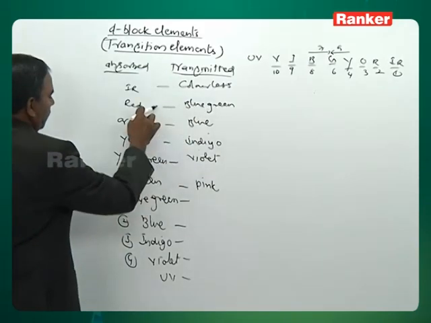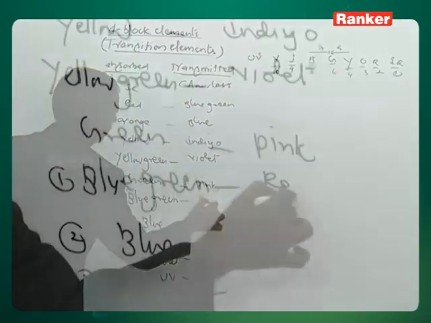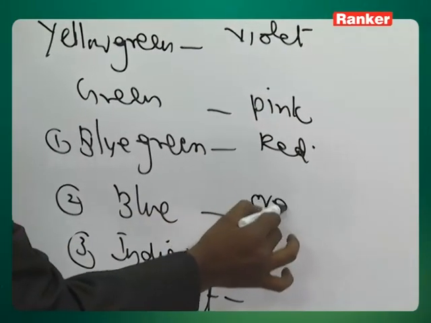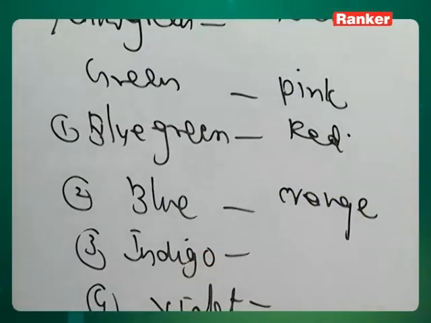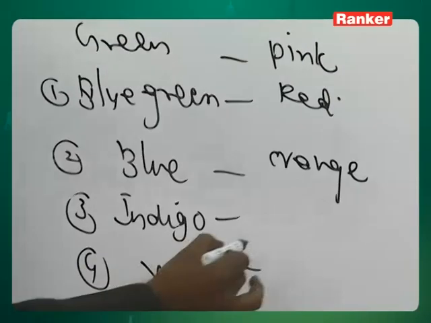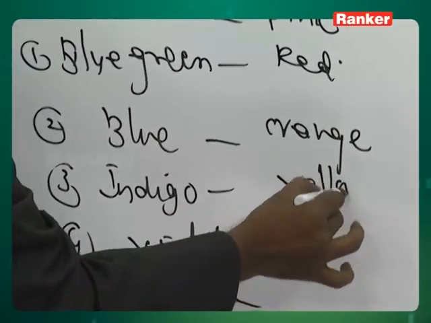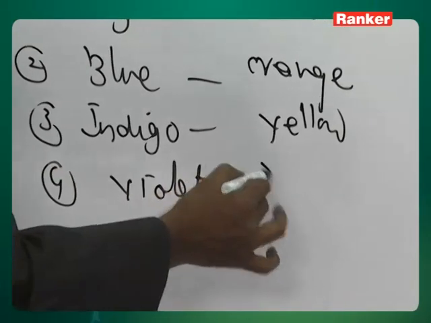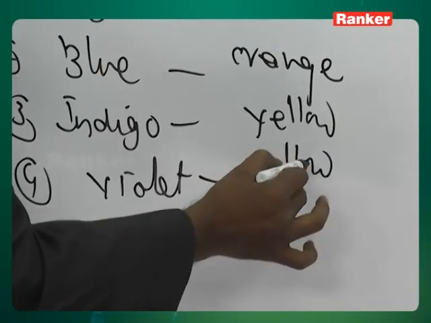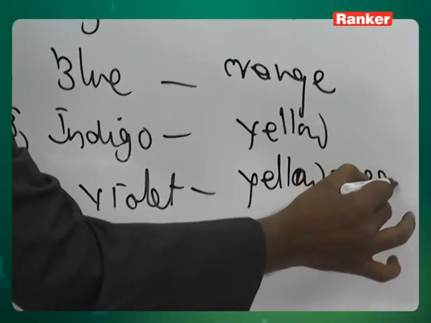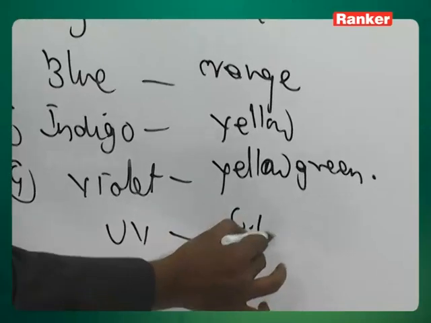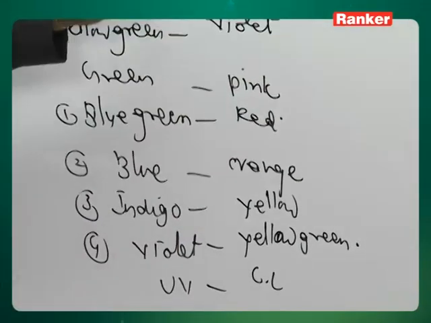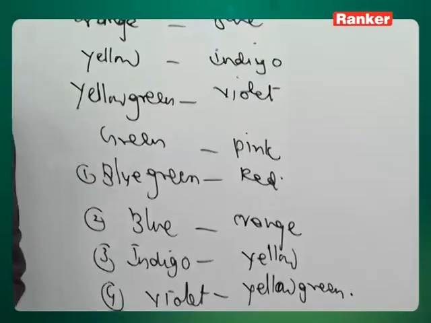Now blue green, it will be red. Then blue, you can easily say it is what? Orange. And indigo, you can say yellow. And next violet, it is yellow green. Then UV, you can simply say it is again colorless. UV is again invisible. Once invisible is absorbed, invisible is only transmitted.